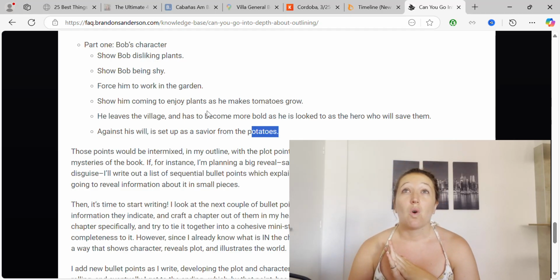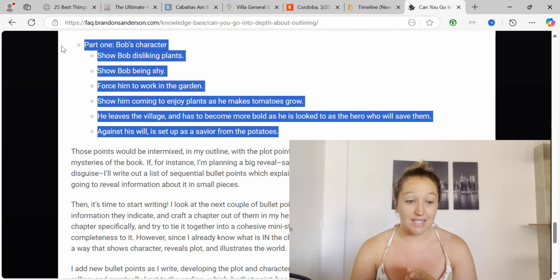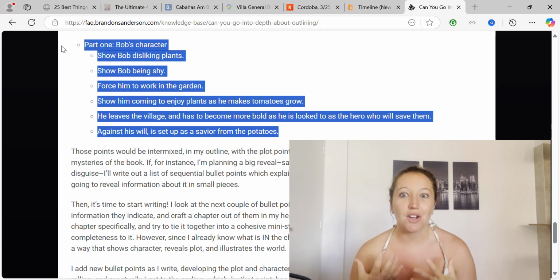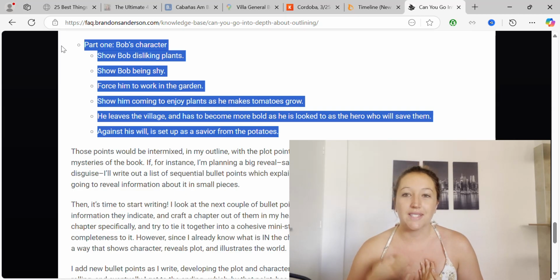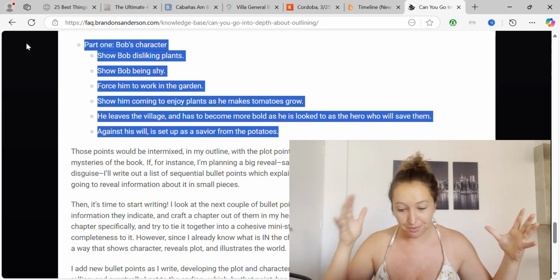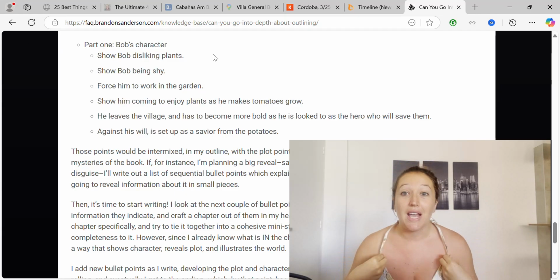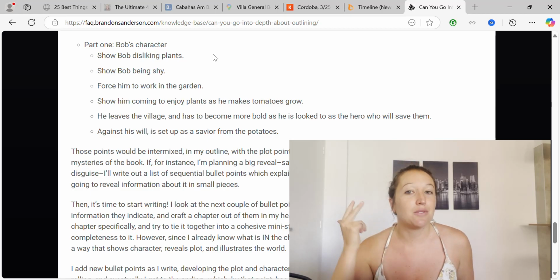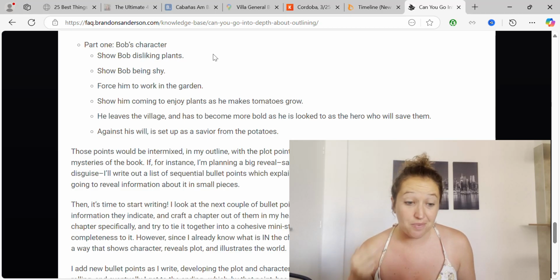Let's see if this makes sense. So what we're seeing right here is what I would call a functional outline. It's the outline from the writer perspective of what steps need to happen at a macro level, or a bird's eye view level, in order for the story to progress and move forward. Bob needs to dislike plants. We need to set up him being shy. We need to force him to work in the garden, etc.